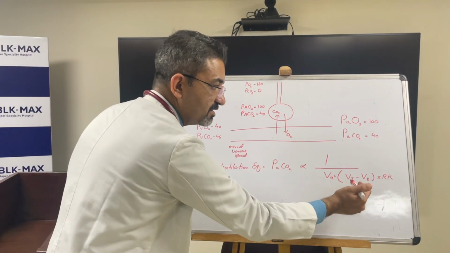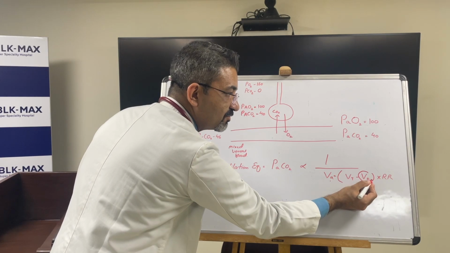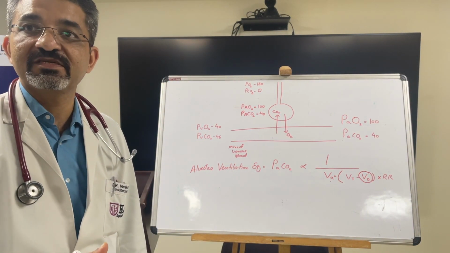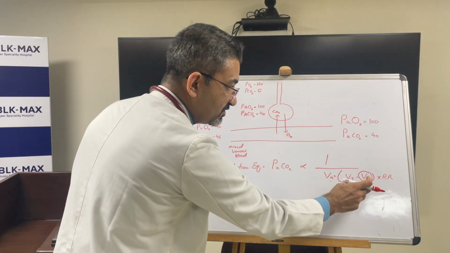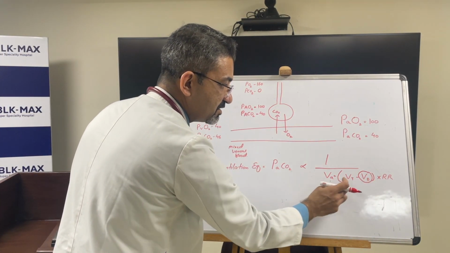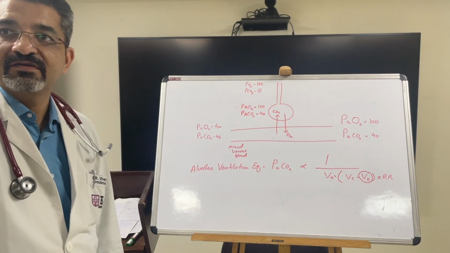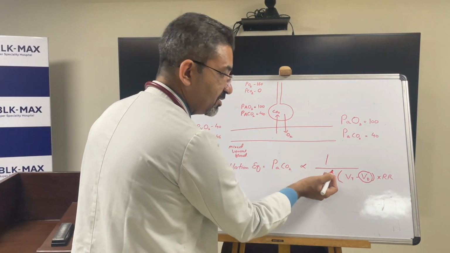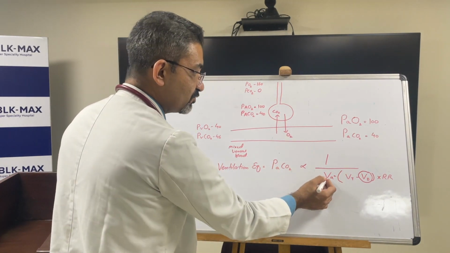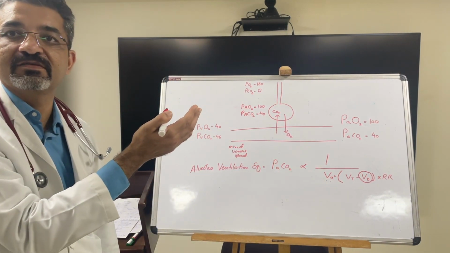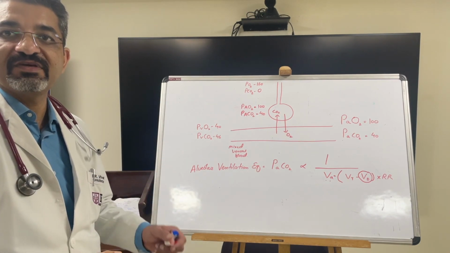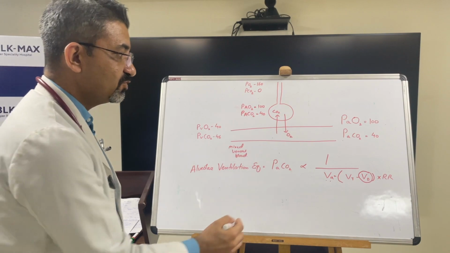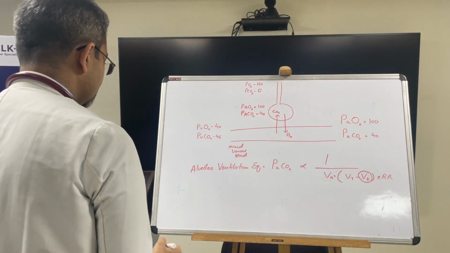Now just imagine that the volume of dead space increases because of some pathology. If this dead space increases, the denominator goes down as compared to the previous one. If this goes down, PaCO2 increases. So whenever you have an increase in dead space, your PaCO2 increases.